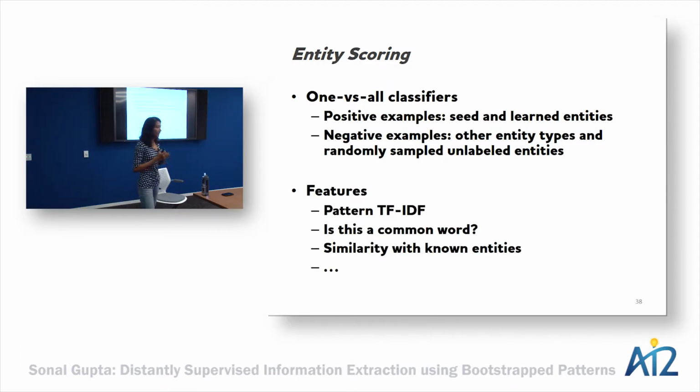So each example is basically one entity, and you extract features from it. You see what patterns matched this entity, and how many other entities that pattern is matching. Is this entity a common word? Does it occur in Google Ngrams, for example? What is the similarity with other known entities, and so on.